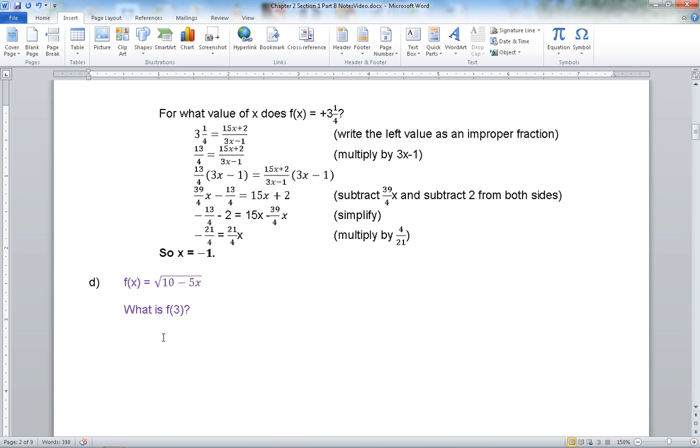What about the function when f of x was the square root of 10 minus 5x? What would the function be evaluated at if x is 3? Well, in this case, if we plug in 3, we get the square root of 10 minus 5 times 3, which is 10 minus 15 underneath the radical, but that would be the square root of negative 5. And there's really no real number answer to this equation. So we say that there is no answer, there is no real answer.